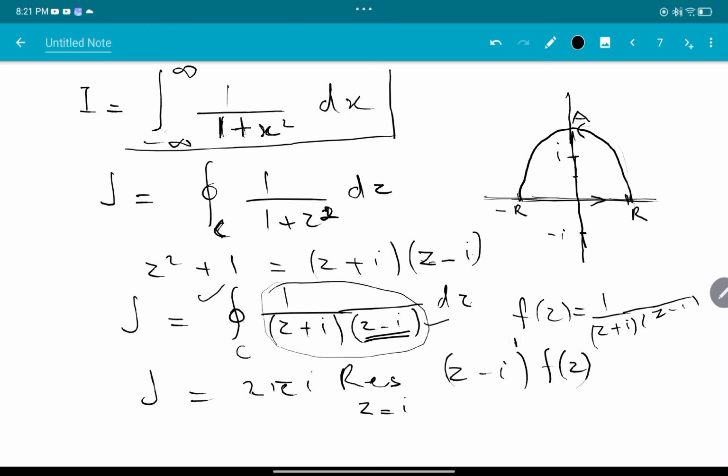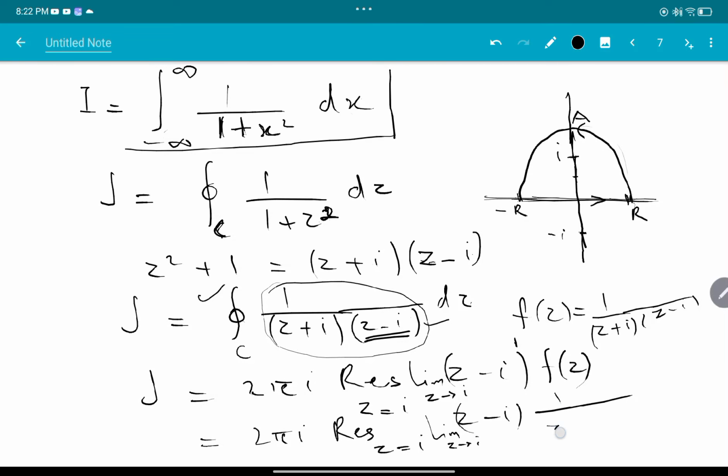Power here is 1. So I now have 2 pi i times the residue. Then you have to take the limit as z tends to i of (z minus i) into f(z). f(z) is 1 by (z plus i) into (z minus i). You can see z minus i will cancel with z minus i, and you are left with this.